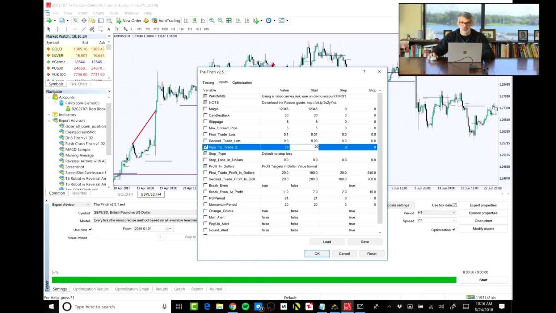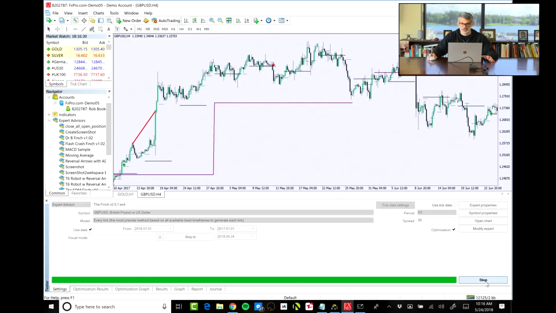What if we start with 20? We go up by a factor of 10 and we go all the way up to 70. So we'll optimize this now. And what I'm just doing is showing you how optimization works and how you can play around with settings. The big question becomes, what's the best way to optimize in stages and in an organized way?